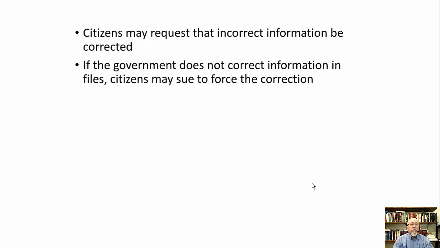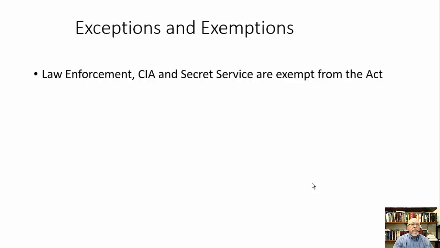So you can ask them to fix the wrong information. You can sue to force them to make corrections. The exemptions: law enforcement, CIA, Secret Service. And it kind of makes sense if you are thinking bad thoughts about the president and the Secret Service knows about it. They don't want you to be able to send them a letter saying, what do you know about me and my bad thoughts about the president? Same thing for the CIA and for law enforcement.